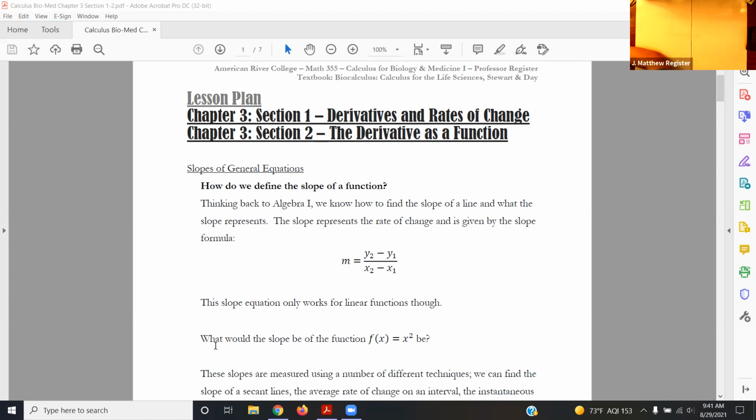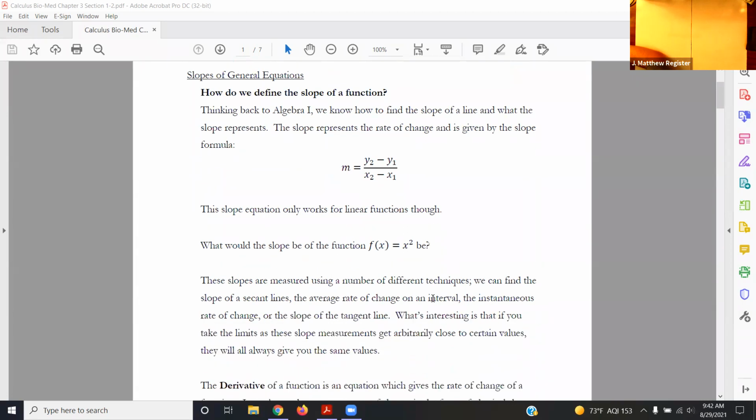How would we then vary it up to create the slope of a function like f of x equals x squared? And that's where things become a little bit more challenging, because there isn't going to be a single slope for the entire function. Instead, what we'll get is a new function which tells the slope at every single point on the curve. And that's what the derivative is.